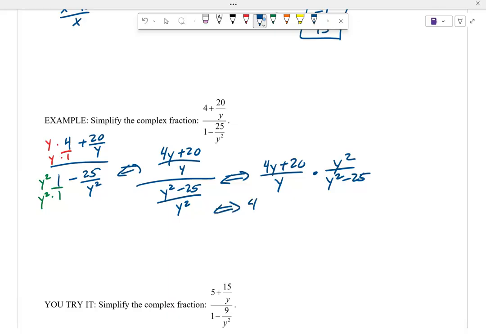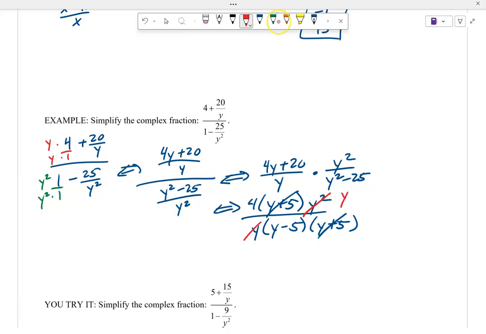Let's go ahead and factor 4 times y plus 5. I've got a y squared, I've got a y. Let's factor y squared minus 25, y minus 5, y plus 5. See how my y plus 5's cancel? I got a y squared over y, which leaves me with 1y on the top. And so it looks like we've got a 4 on the top, a y on the top, and a y minus 5 on the bottom. So 4y over y minus 5.